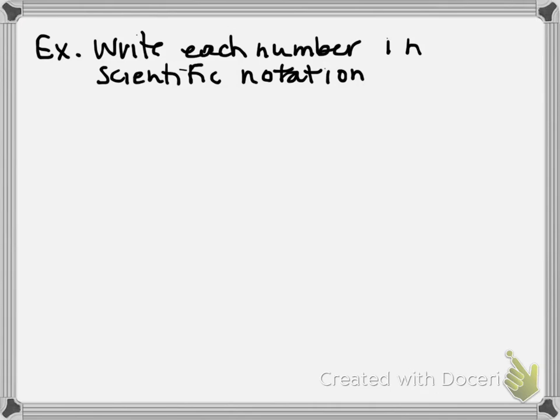Write each number in scientific notation. 0.00876. We're going to get a decimal times 10 to some sort of exponent. Okay, so let's check it out. What kind of exponent should we get with this type of number? Okay, it's small, so it should be a negative.